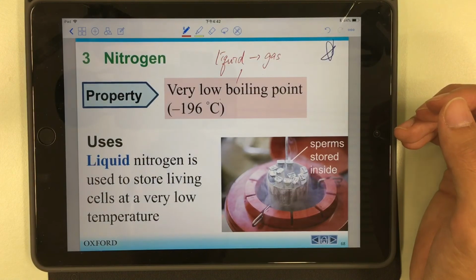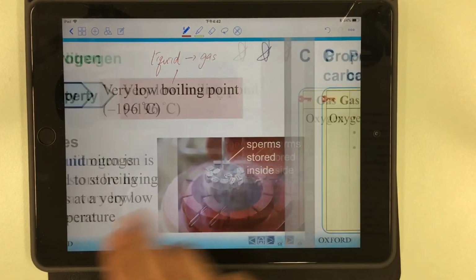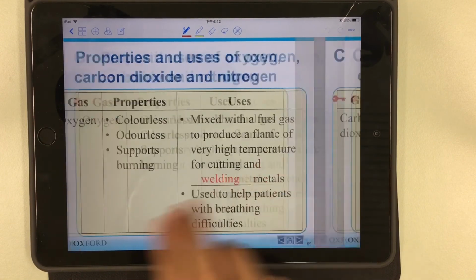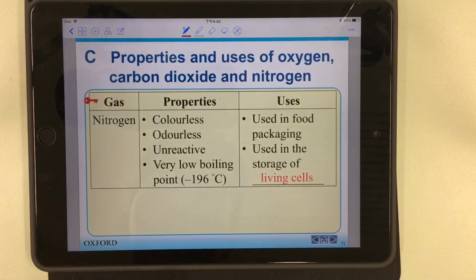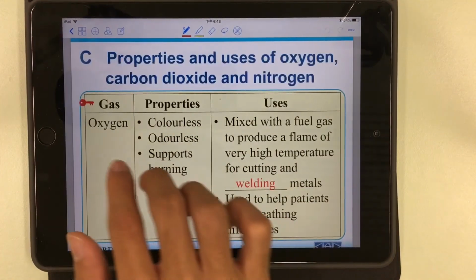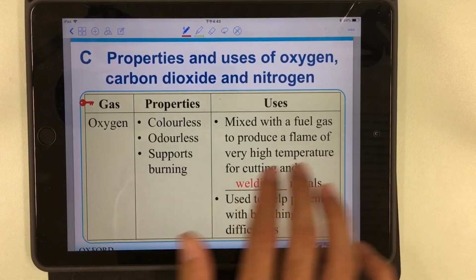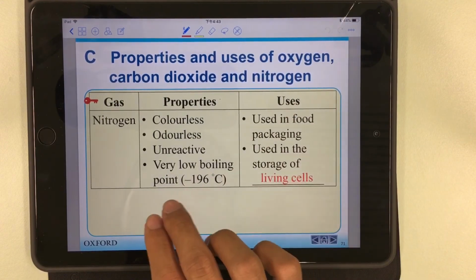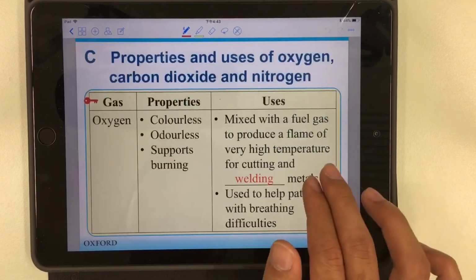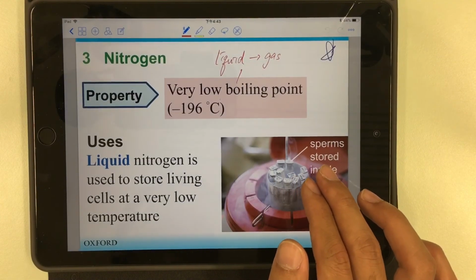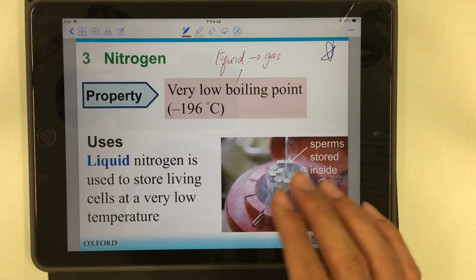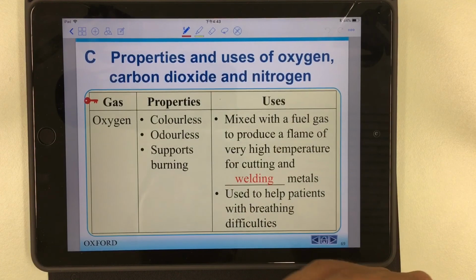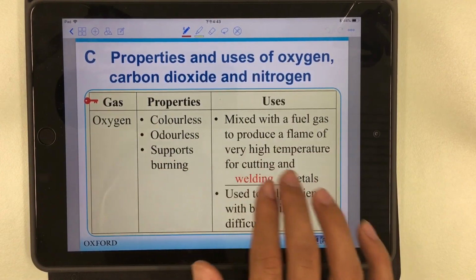So that is some extra information for you. And here is the summary table. You can look at your book. So these are the three kinds of gases we need to study: oxygen, carbon dioxide, and nitrogen. Remember their uses and their properties. I hope you can remember the testing methods, how to identify these three gases, and what different methods are used to distinguish them.